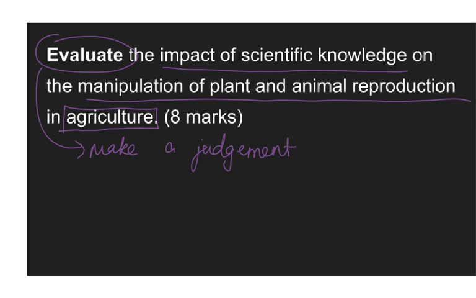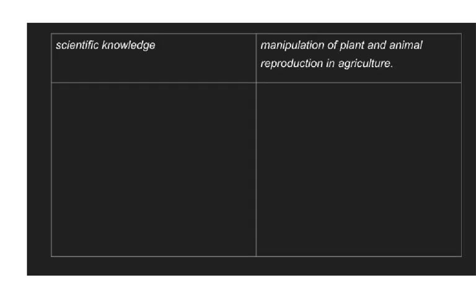Let's have a look at the content required to answer this particular question. To do this, we're going to use a table, and the table is divided up into two. So we're going to have a look at what scientific knowledge has allowed the development of plant and animal reproductive techniques, or manipulation in agriculture. So we're going to look at some agricultural examples as we go along.